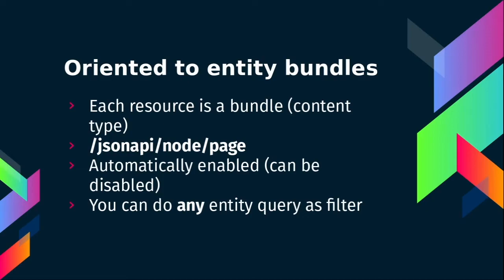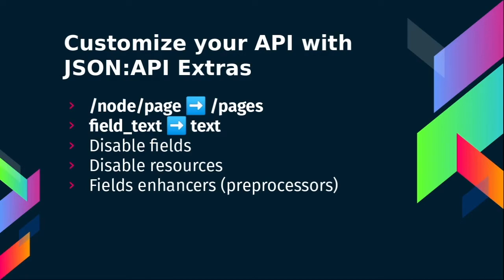But how do you expand it? Well, the first thing that you need to do is to add JSON API Extras, which allows you to disable resources. Those resources that may or may not be used, you can disable them using JSON API Extras. It gives you a nice UI, and you go click, and it's gone. The same goes for fields. What if, inside of the page resource, you want to disable the content translation source field because you don't care about that in your API? Well, you can disable that field as well.